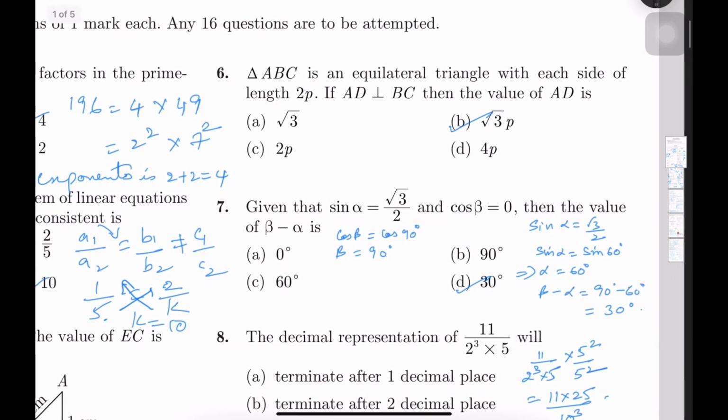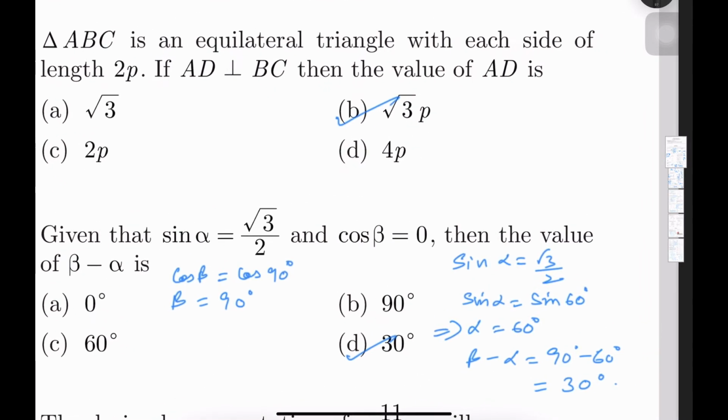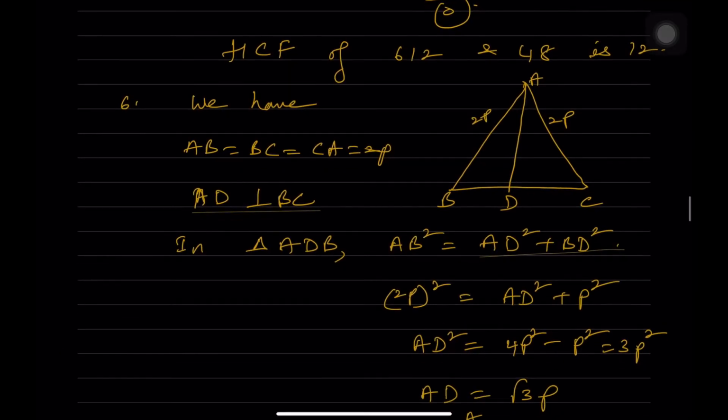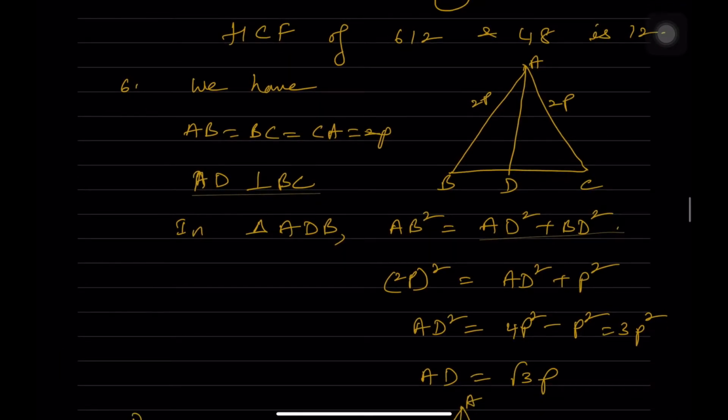Then next, going into the sixth one, triangle ABC is an equilateral triangle with each side of length 2p. If AD is perpendicular to BC, then the value of AD is how much? So now how do we do this? We'll just go into this problem again here. From now you're given this. So this is an equilateral triangle again. You're having here AB is equal to AC, you know that. And AB is equal to BC is equal to CA is equal to 2P. AD is perpendicular to BC.